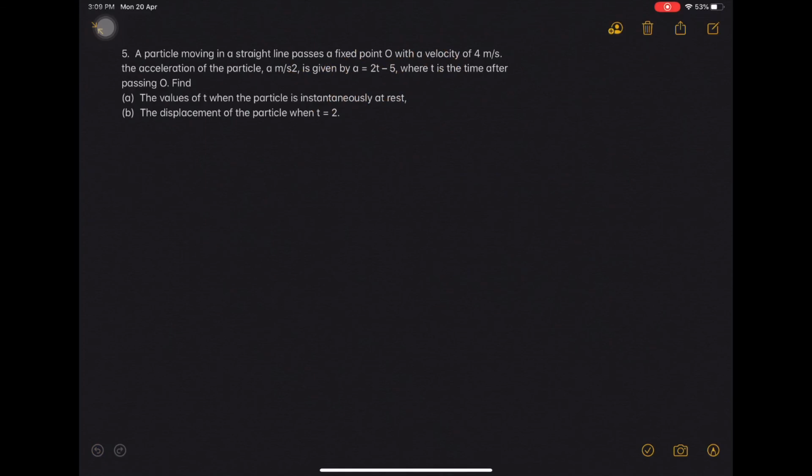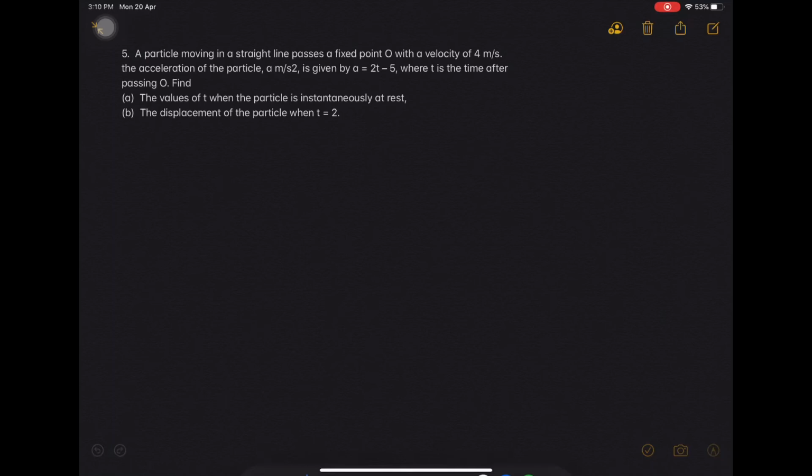And now we are moving to our fifth question. We have a particle moving in a straight line, passing a fixed point O with a velocity of 4 meters per second. The acceleration formula is given to us. We first want to find the value of time when the particle is instantaneously at rest, which means my velocity is 0. But we do not have our velocity equation. We are only given my acceleration equation. So we're going to integrate my acceleration equation, and we're going to get our velocity equation.